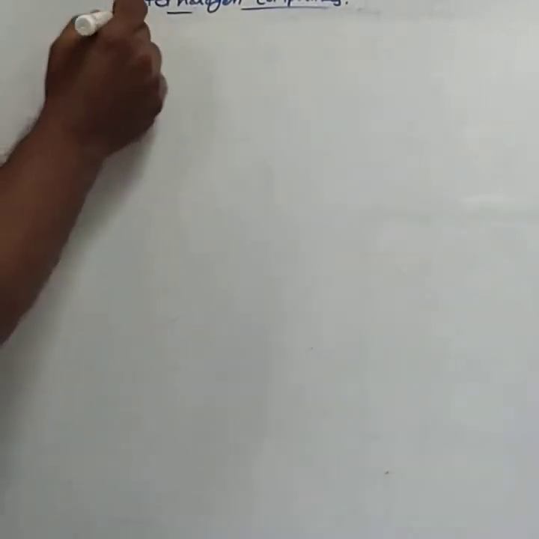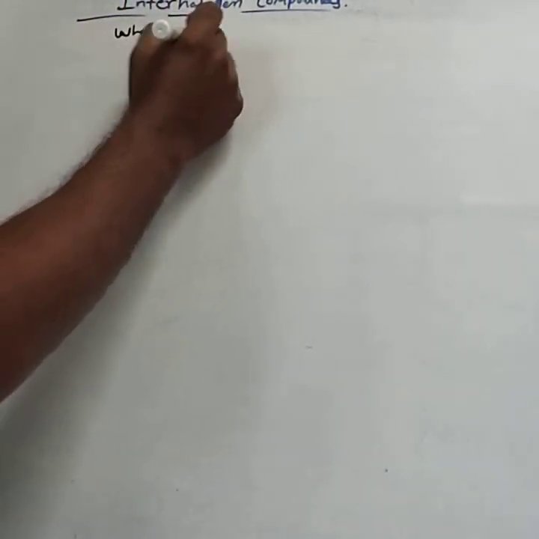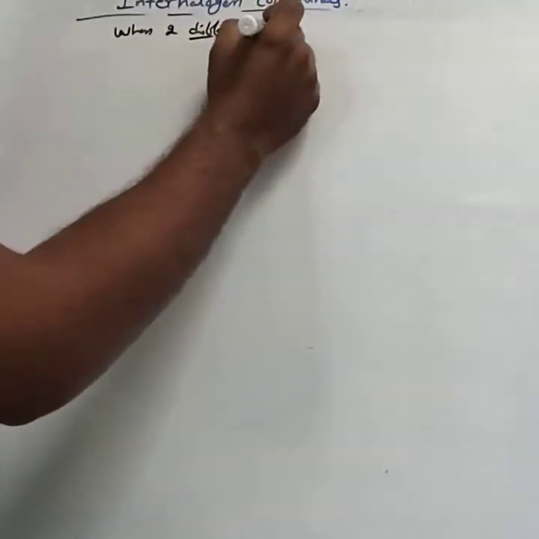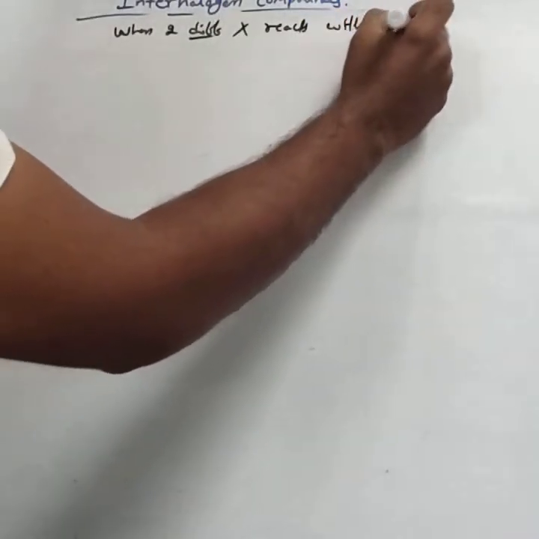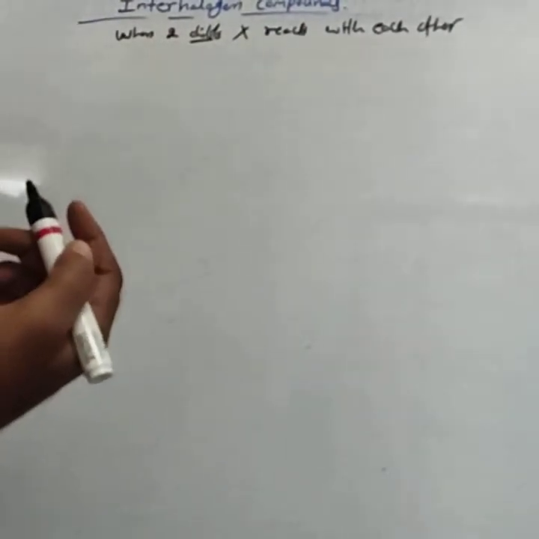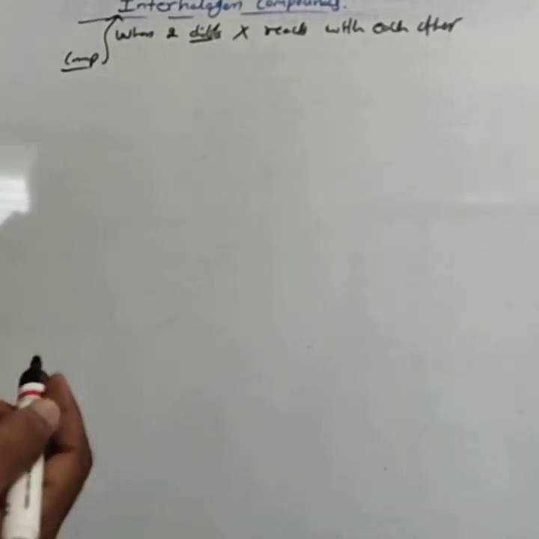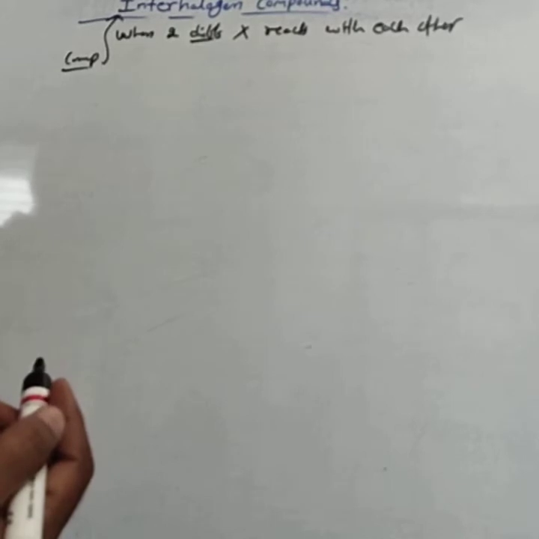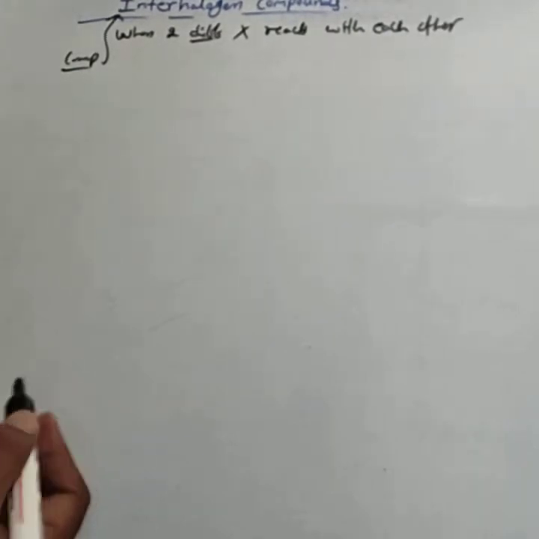Interhalogen compounds means, when two different halogens react with each other, the newly formed compounds we can call the interhalogen compounds.